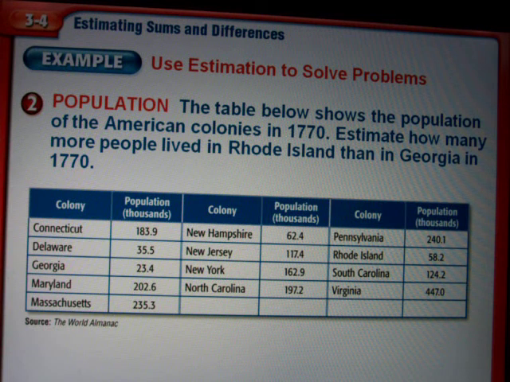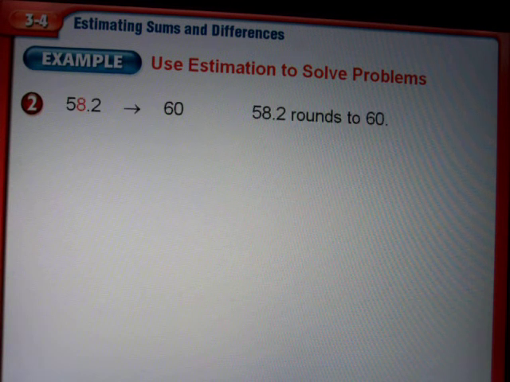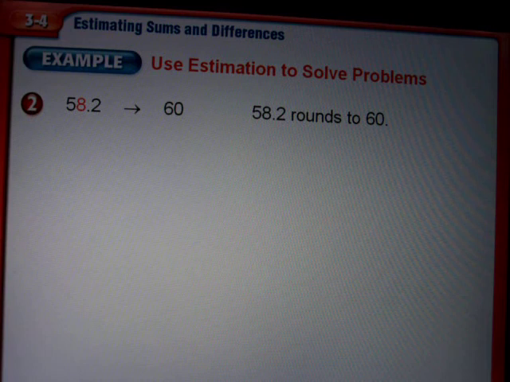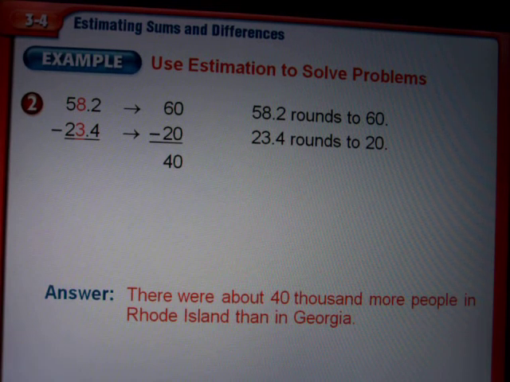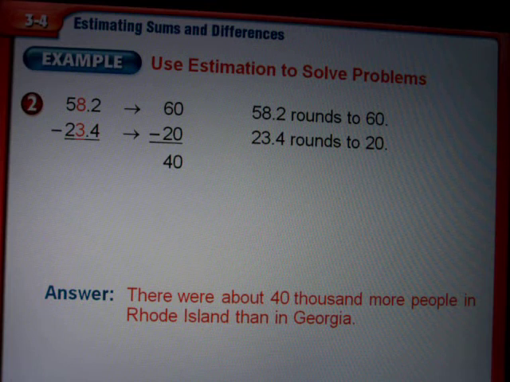So we're going to find the difference between Rhode Island and Georgia. So we're going to round 58 to 60, and we'll round 23 to 20 because those are easy numbers we can subtract in our head. But the fun thing about estimating, as long as you write down what you changed the numbers to, you pretty much can't get it wrong. So there was about 40 more thousand people living in Rhode Island than were living in Georgia at the time.